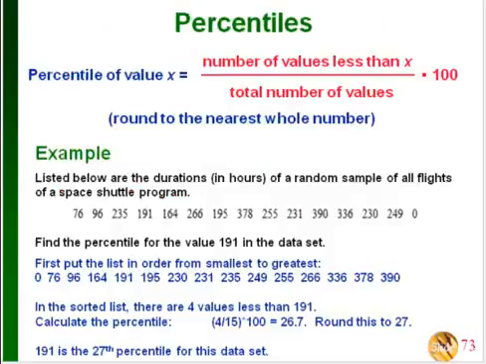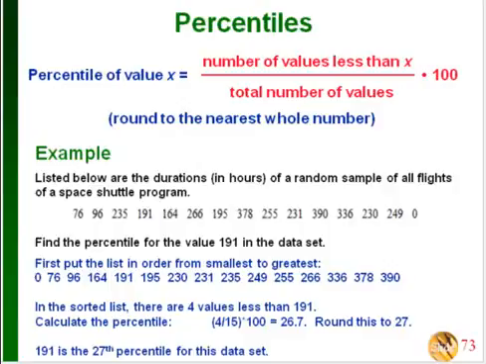Okay, percentiles. These tell you about the relative position of something within a whole set of data. So the way we find the percentile of a value is we find the number of values that are less than that data value in our data set. We divide it by the total number of values, and then we multiply that times 100. And we're always going to round a percentile to the nearest whole number.